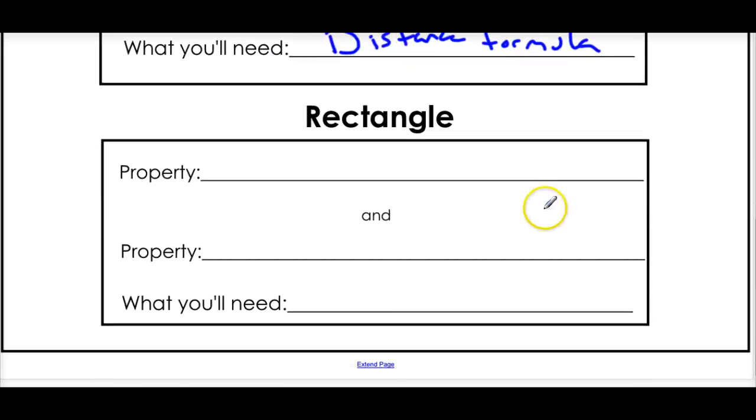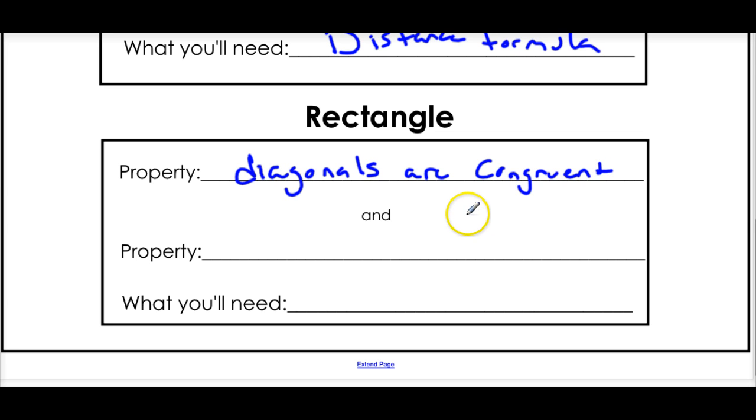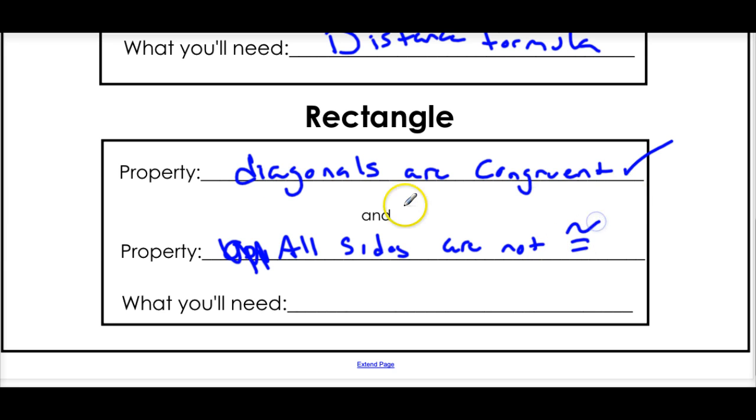And finally, if we wanted to show something's a rectangle, what are the 2 properties that we can use to show something's a rectangle? Well, we could show that diagonals are congruent. You know what? That would be enough. But it could be a square, so if you wanted to show that it was a rectangle, but not a square, because this shows you that it's a rectangle. That's already proven. But if not all sides are congruent, that would help show that it's not a square, though. But basically, you could just use diagonals are congruent. And once again, you just need the distance formula.